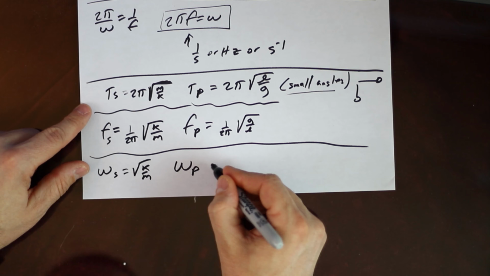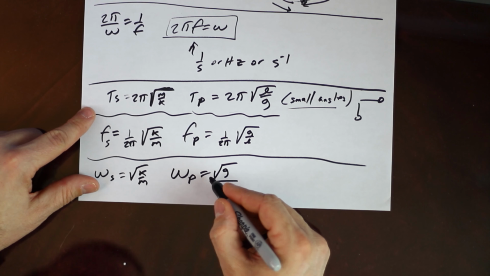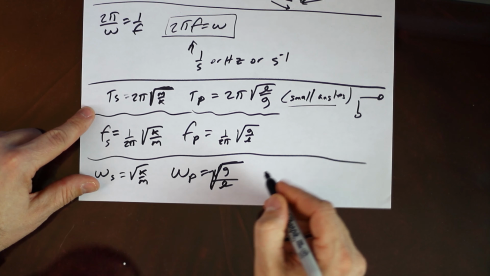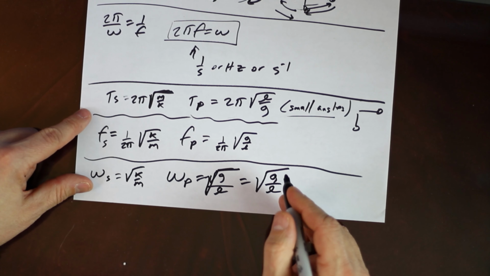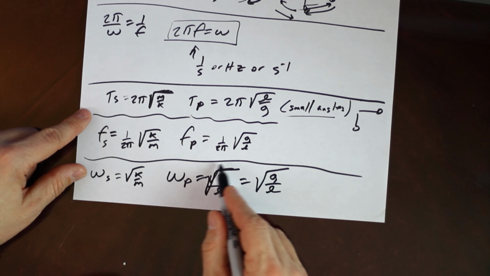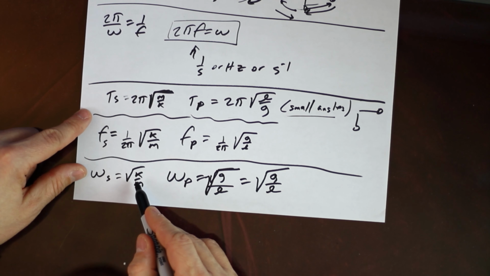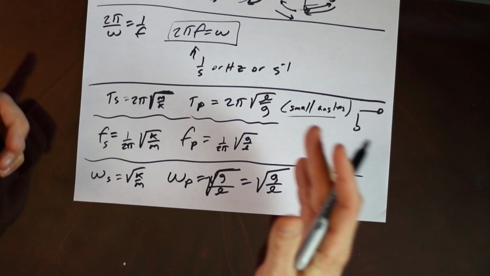And then omega of a pendulum, square root of g over L, that's the square root of the whole thing. I'll rewrite that. Square root of g over L. Okay, so that's just, again, we took our regular frequency and multiplied by 2 pi to get this. So all of those could come in handy, and it's just a little bit of algebra to move around between them.